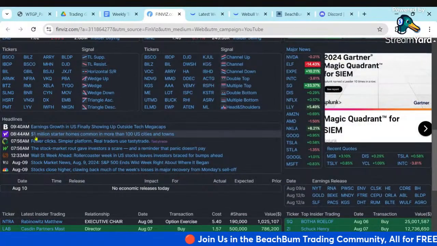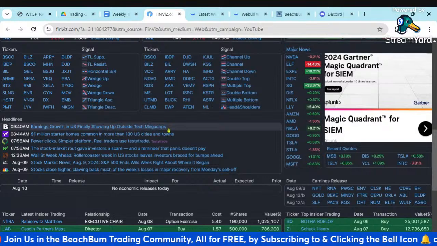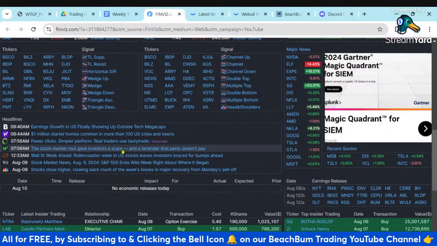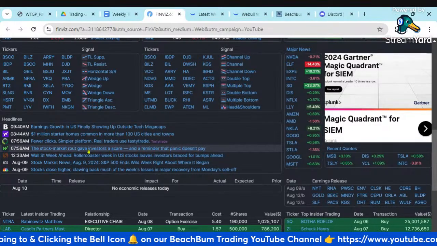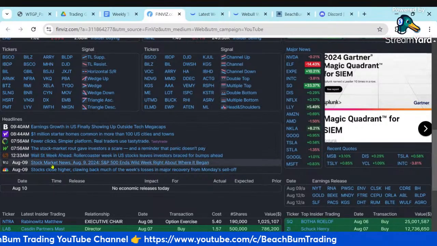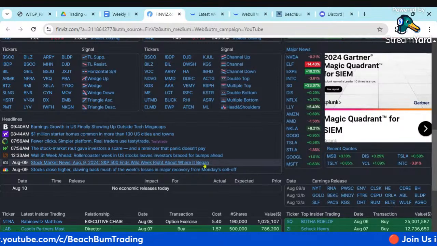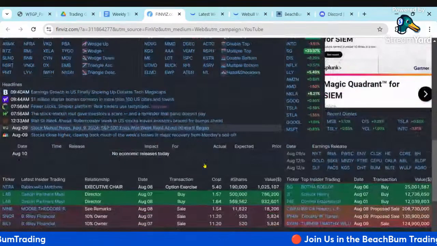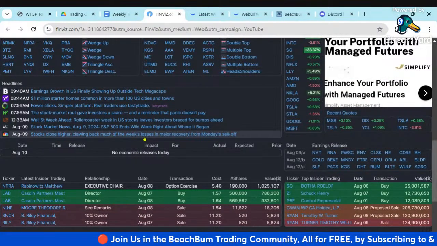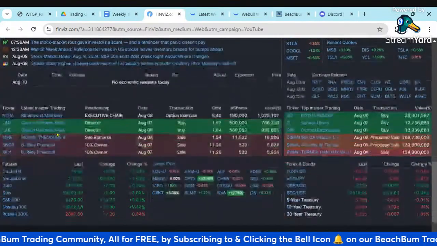Some of the news: growth is finally showing up outside tech mega caps. Stock market rout gave investors a scare. We'll talk about the spike in volatility we saw on Monday. Roller coaster week. Ends wild week right about where it began. With all these oscillations and all this volatility, the indexes pretty much ended the week where they started. Stocks closed higher, clawing back much of the week's losses. A lot of volatility, but no real progress either way.